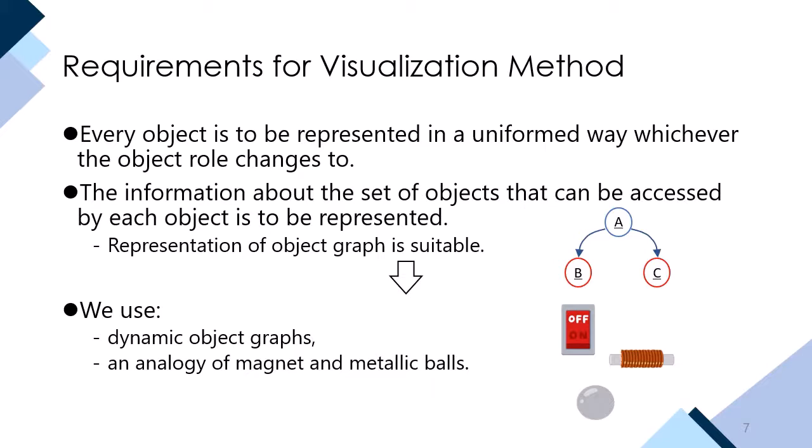To represent object collaboration with higher alternation complexity, we propose a visualization method. As requirements for the visualization method, first, every object is to be represented in a uniform way whichever the object role changes to. Second, the information about the set of objects that can be accessed by each object is to be represented. To satisfy the requirements, we use dynamic object graphs and an analogy of magnet and metric balls.